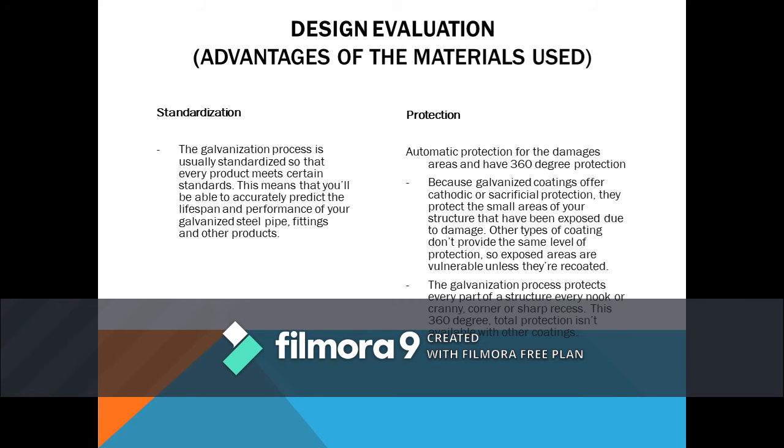Fifth is standardization. This product meets the standard that can accurately predict the lifespan and performance of the GI pipes. Sixth is protection. It has automatic protection. The galvanized coating offers cathodic or sacrificial protection that protects small areas of the structure that have been exposed to damage.